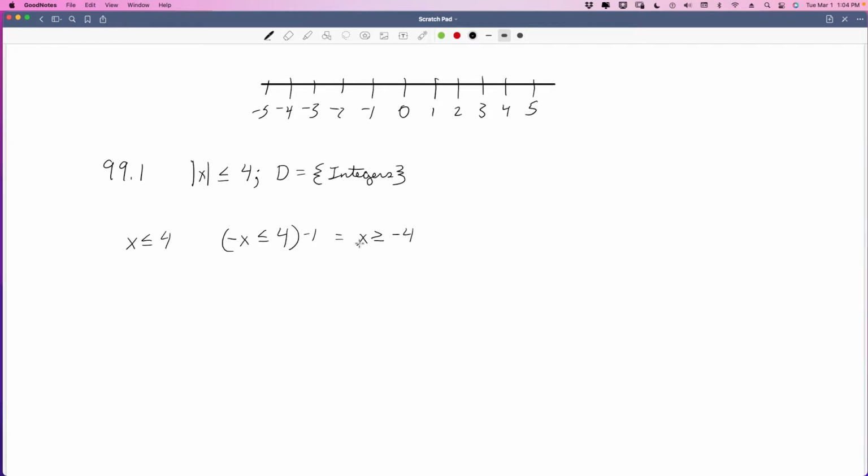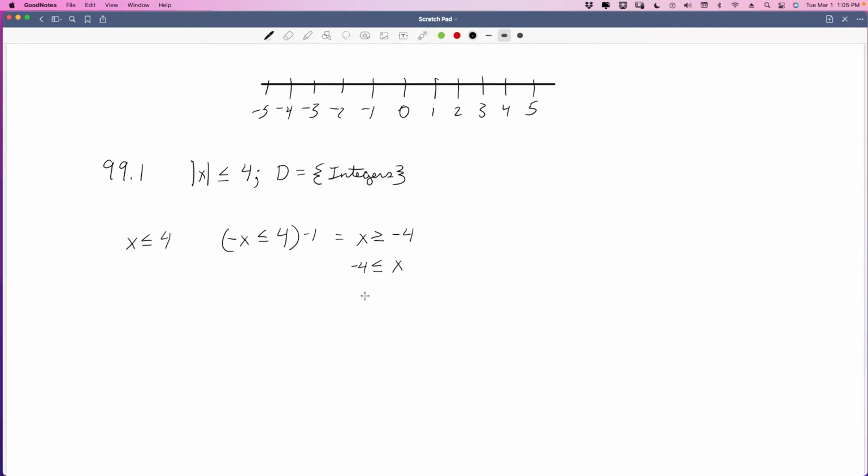Then we're going to rewrite that backwards. So we put the negative 4, we flip the sign, and we put the x. We just wrote it in the opposite direction. So now this is a true statement. Negative 4 is less than or equal to x. It's the same statement, it's just written in the opposite direction.